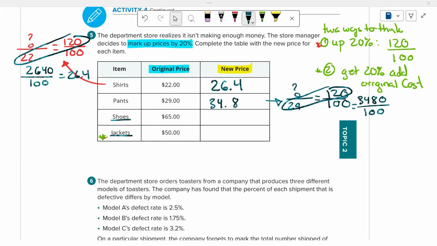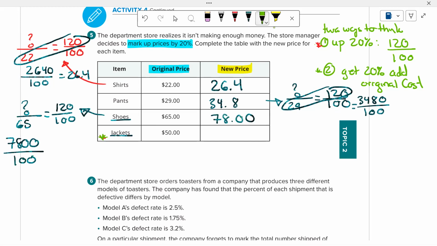All right, so let's finish it up. So let's do shoes. Shoes I'll put here. So that $65 was the original cost. Trying to figure out the new one. So it's 120 over 100. We do the math like normal. So we're gonna get 7,800. And then we'll divide that by 100, which is $78.